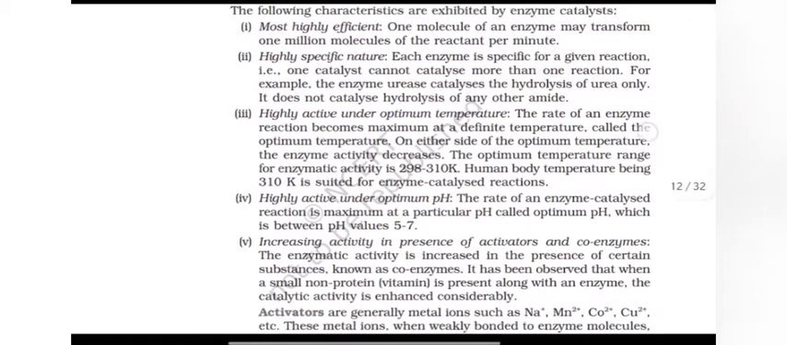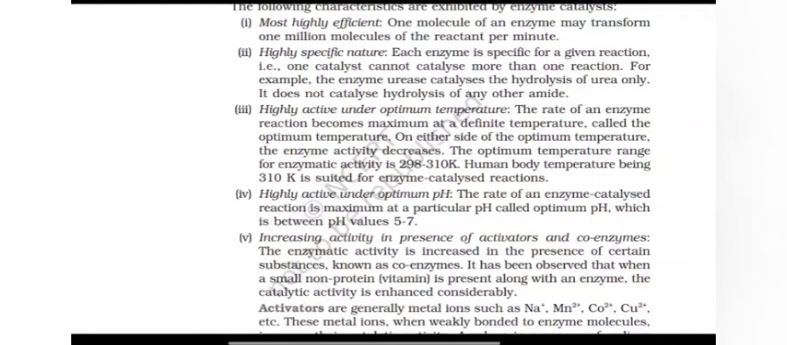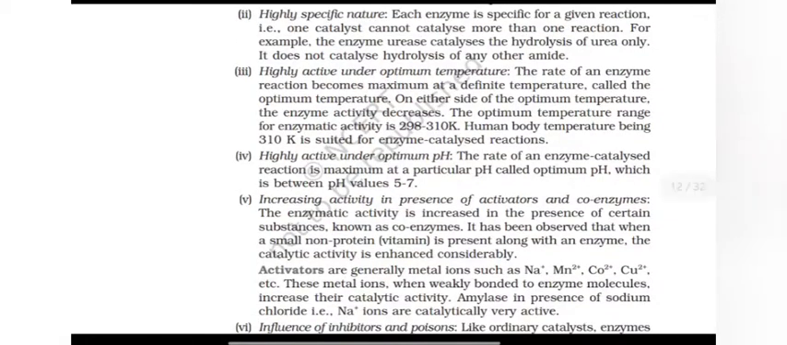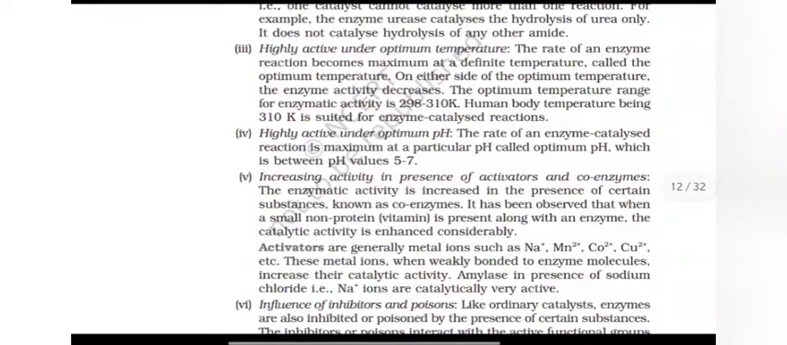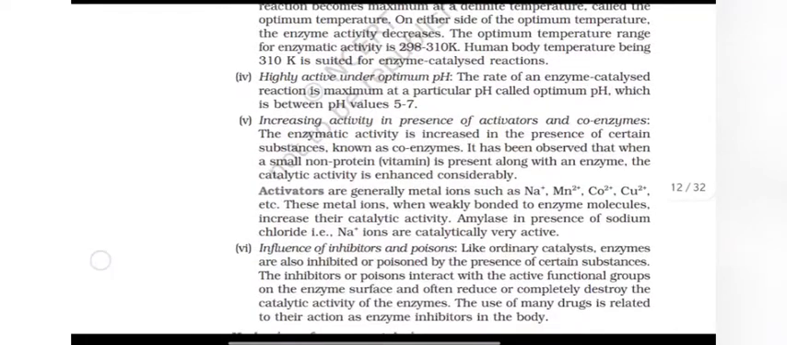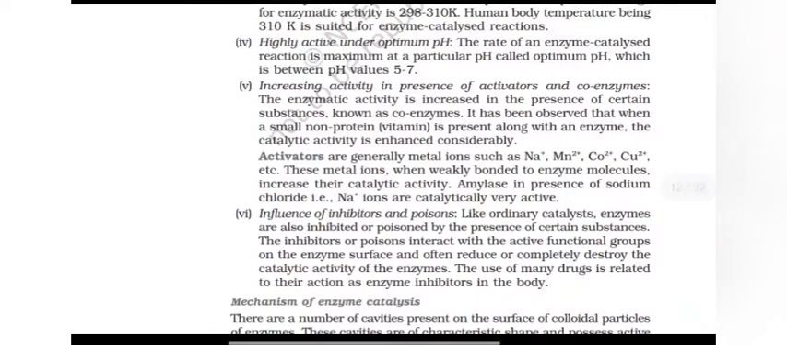Highly active under optimum pH. The rate of enzyme catalyzed reaction is maximum at a particular pH called optimum pH, which is between pH values 5 to 7. Increasing activity in presence of activators and coenzymes. The enzymatic activity is increased in the presence of certain substances known as coenzymes.